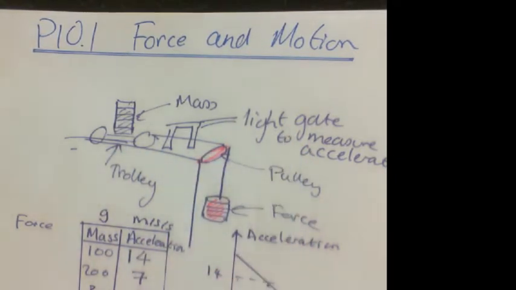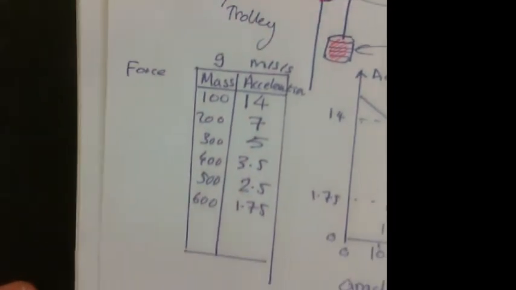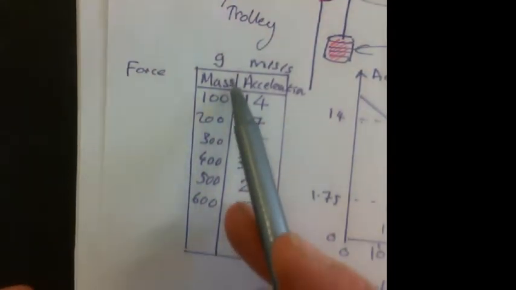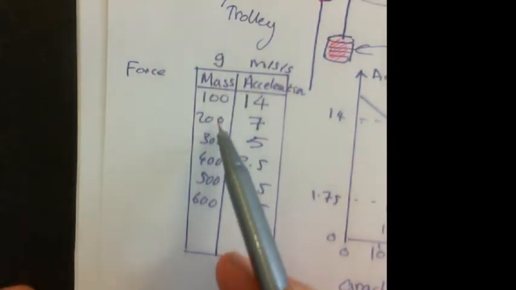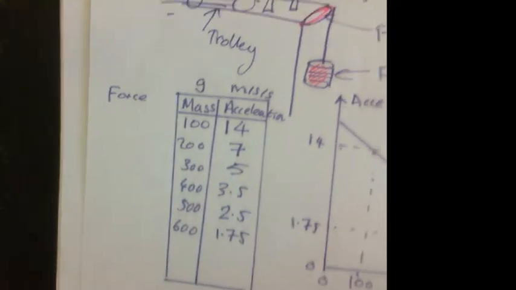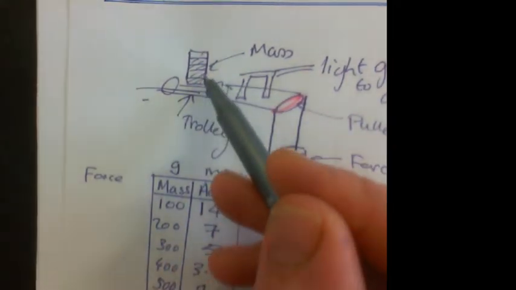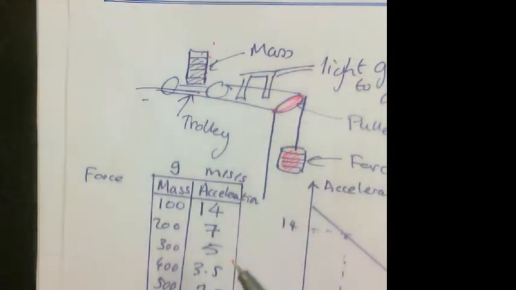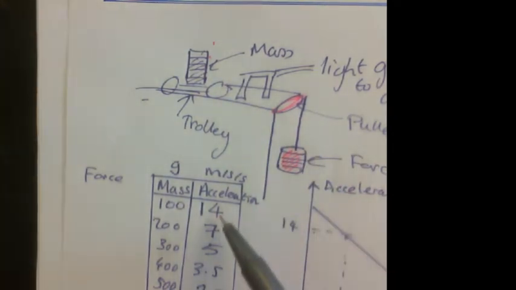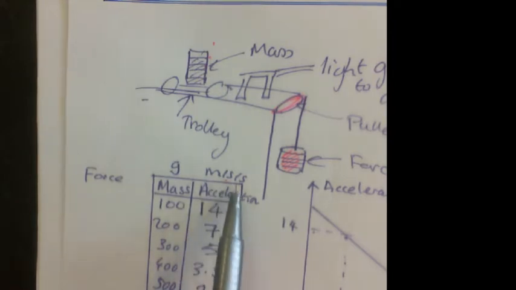When we do that, we'll get a table that looks a little bit like this, where we have the mass in grams: 100, 200, 300, 400, 500, 600, because each time you do it, you add an extra 100 grams on the top. And then a measurement of the acceleration from the light gate in meters per second squared.